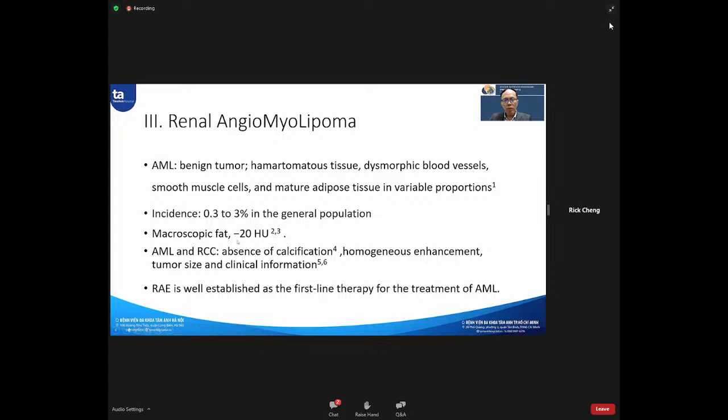so it means the density is minus 20 HU. Sometimes you have to distinguish AML and RCC. When the AML has poor fat, AML is always absent of calcification and shows homogeneous enhancement. Sometimes you have to base it on the tumor size and clinical information to distinguish this. So embolization is well established as a first line therapy for the treatment of AML.